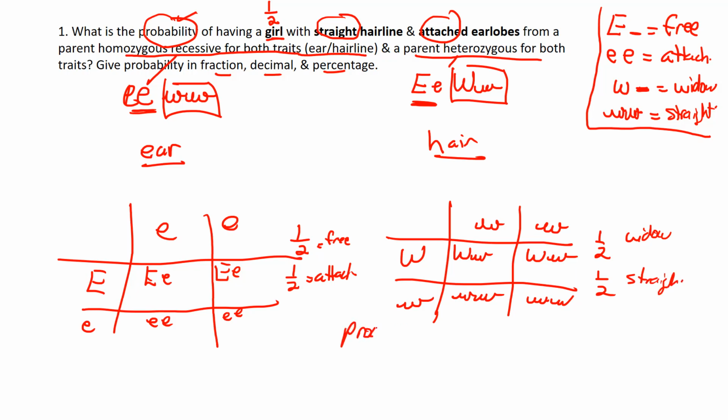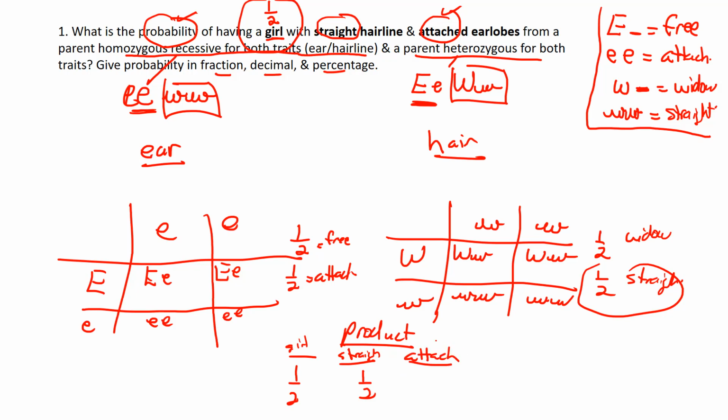Now the product rule, bring them all together. So this is what we have to remember, this girl. A lot of people forget that. 1/2 chance of having a girl, and that being with straight hair, we've already worked it out, 1/2. And that possibility of them having attached earlobes, again, take a look, we've already worked it out, 1/2. So we're going to use the product rule and multiply these all together. 1 times 1 times 1, of course, is 1. 2 times 2 is 4. 4 times 2 is 8. 1/8 chance as a fraction.